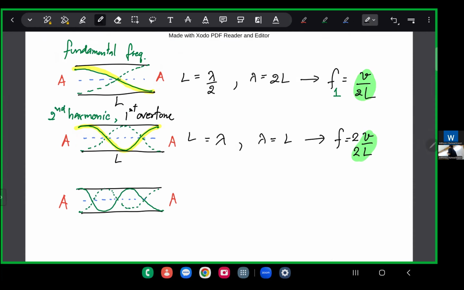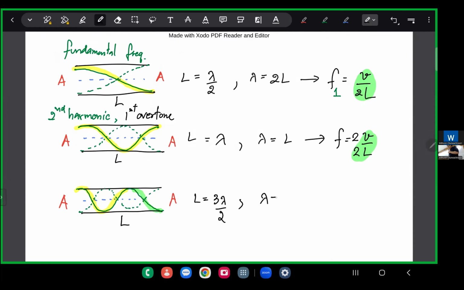Yeah, nice. But now you start to see a trend here, because if you move on to the next one, that's one full wave and another half. So what you have here is that the length of the tube is 3 lambda over 2.